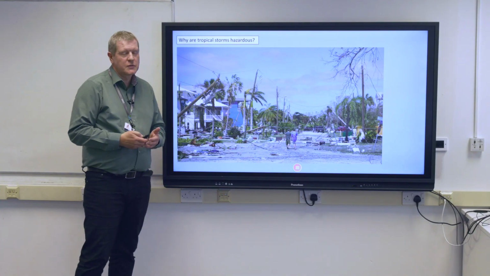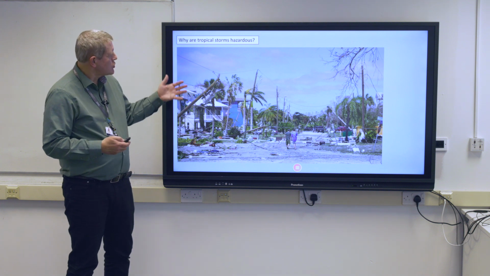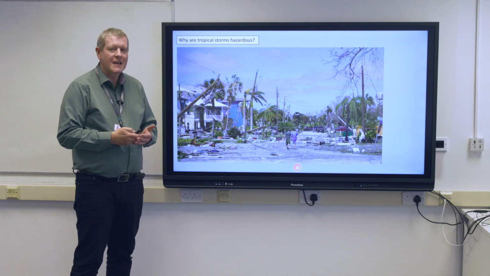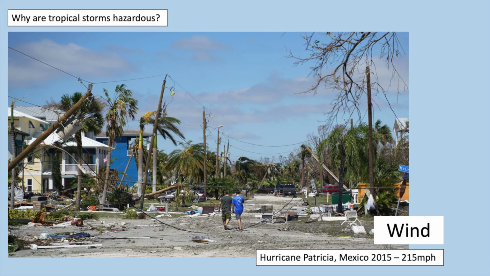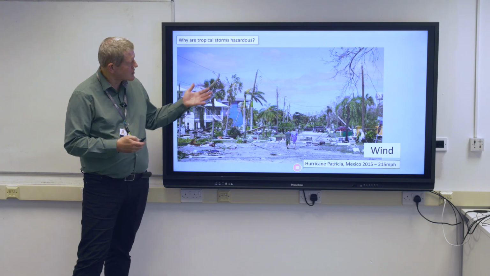So why tropical storms? Why are they so hazardous? Well, first up, tropical storms create three main effects, the first of which is wind. So here we have wind damage in a tropical storm in the Caribbean. The record wind speed for a hurricane was Hurricane Patricia in Mexico in 2015, where winds exceeded 215 miles per hour. Wind damage can be severe on buildings, any kind of structures like power lines.